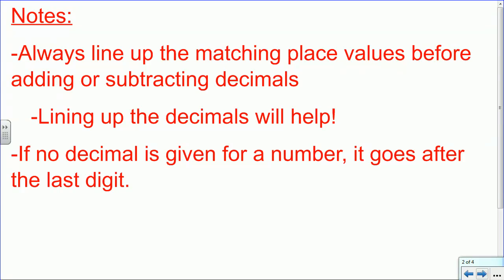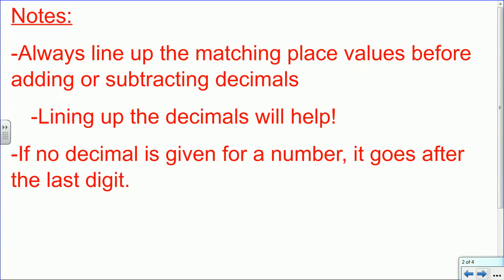First note, always line up the matching place values before adding or subtracting decimals. So the important thing is that we're adding or subtracting tens with tens and hundredths with hundredths. So we always want to line up our place values, and you got to be neat. And I know a lot of us dudes especially don't like to be neat, but we got to be neat when we do this.